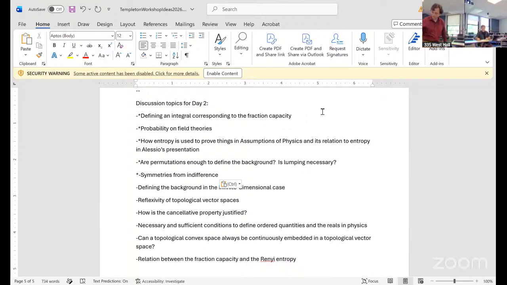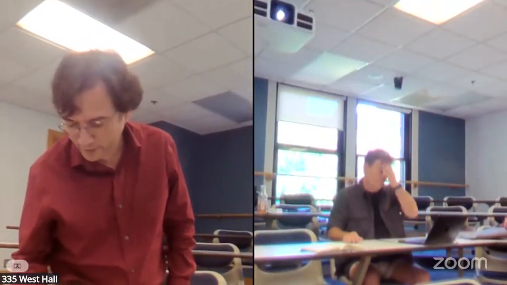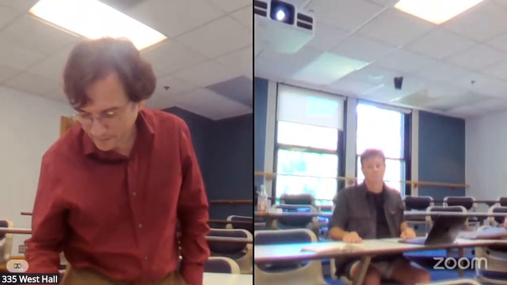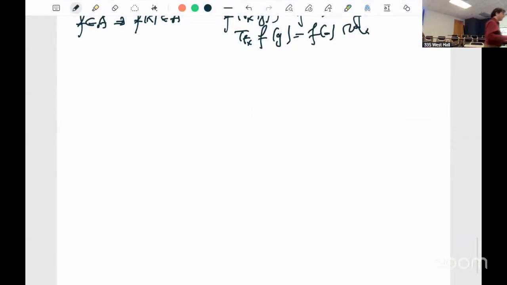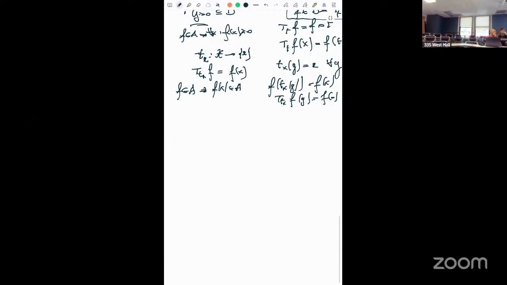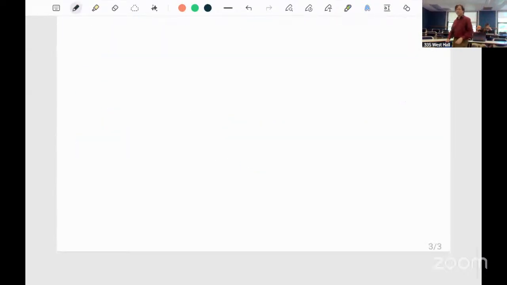Can I just write it down? There's the two conditions. Give me the tablet so that I also have a record of it. There you go. Let's first begin with symmetry of evidence.